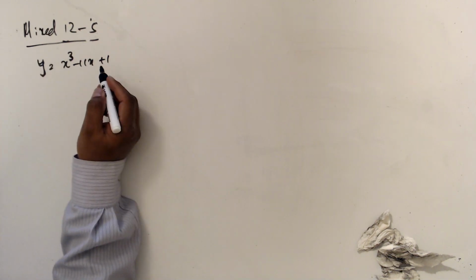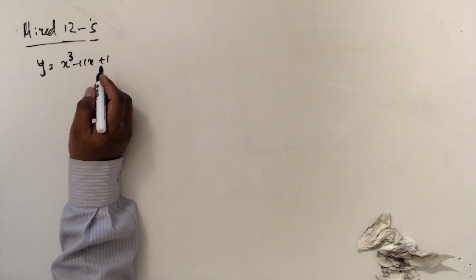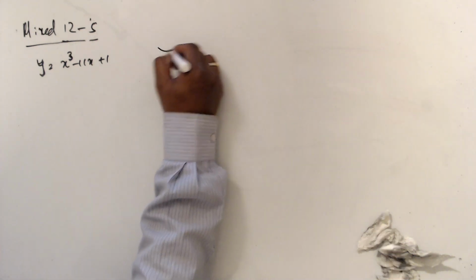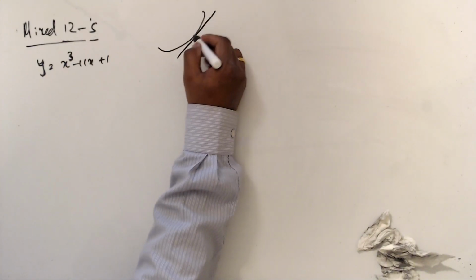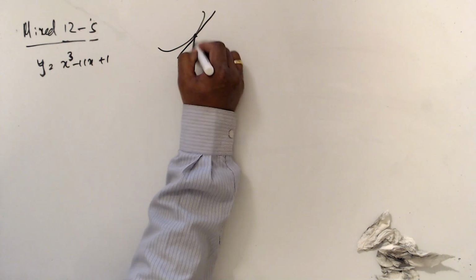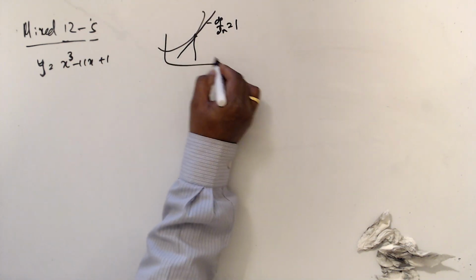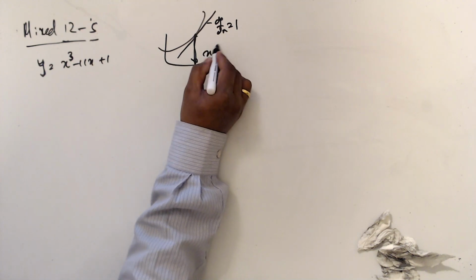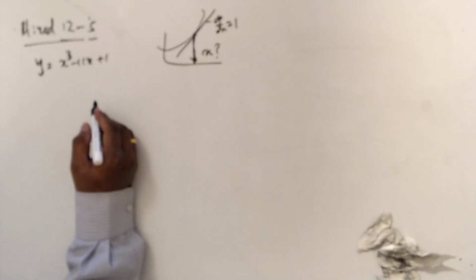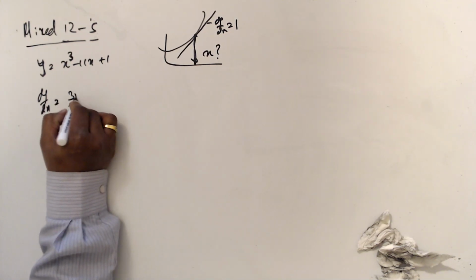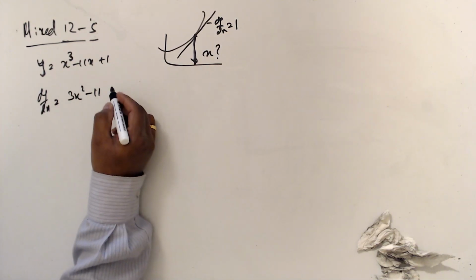y equals x cube minus 11x plus 1, where the gradient is 1, find the corresponding points. So that's a curve, and at that particular point dy by dx is 1. So we want to find that x value. Let's see. So dy over dx, first of all, is 3x square minus 11.